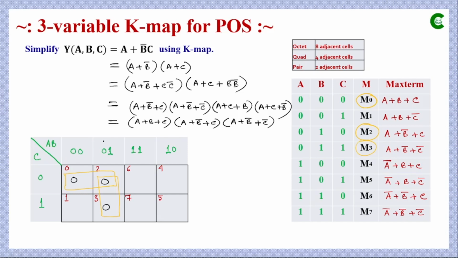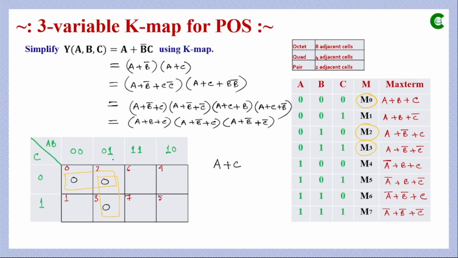Now if we take the first group, what we can see here is A has value 0 and B is changing its value from 0 to 1. So B will be eliminated, and for A the variable will be A, because we have value 0 here and we are dealing with POS. Now the value of C here is 0 and that is not changing. So here again the variable that we will write is C.